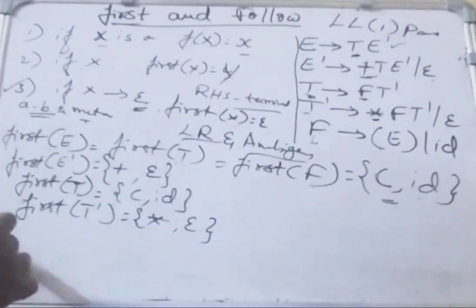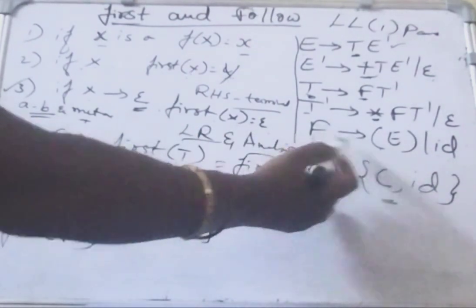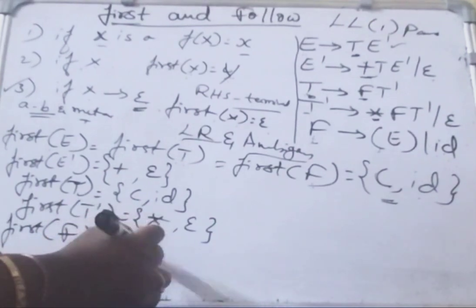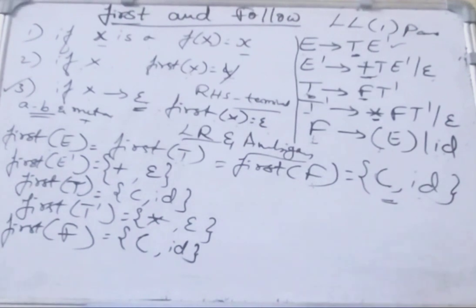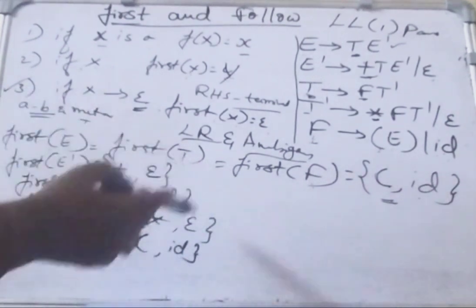Okay guys. Next is F, the last one. What is first of F? Already we have computed. First of F is equal to what? Open brace and ID. The first terminal symbol. These are special characters. Open brace and ID. Okay guys. So this is how we computed. So we computed first. Okay guys.